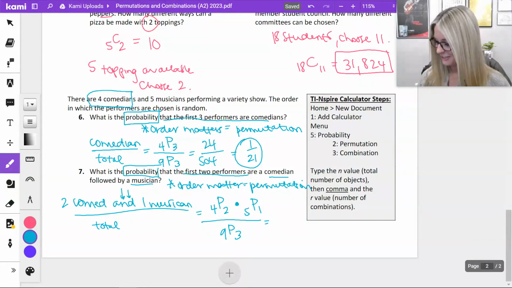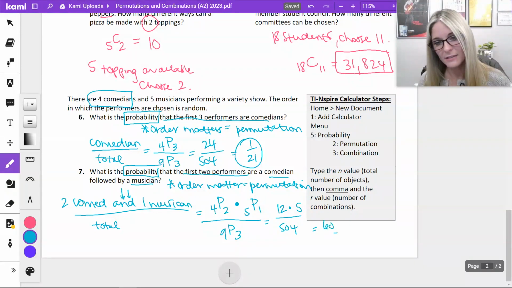So we can use our calculator. For 4 permutation 2, we get 12. 5 permutation 1 is 5. Over 9 permutation 3 is the 504. Or let me slide down here. We have 60 over 504, which simplifies to 5 over 42.